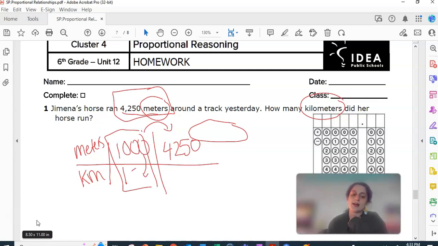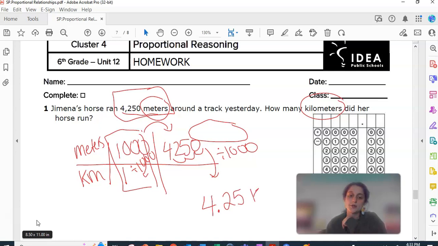I see that relationship. I know that if I divide a number by itself, that equals 1, so I'm going to divide by 1,000, which means that we are also dividing this number by 1,000. So 4,250, that makes 4 1,000s and a 25th of a 1,000. So I really just moved my decimal 3 spaces because I'm dividing by 1,000, which covers 3 place values. So my final answer is 4.250 kilometers. That's how far the horse ran.